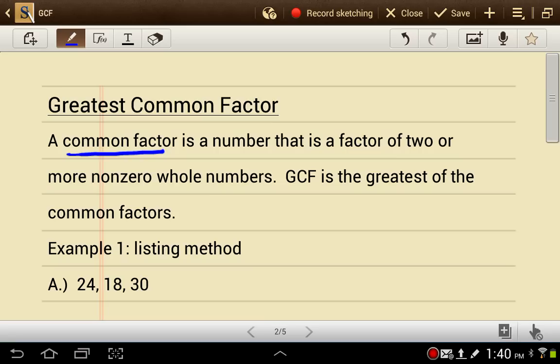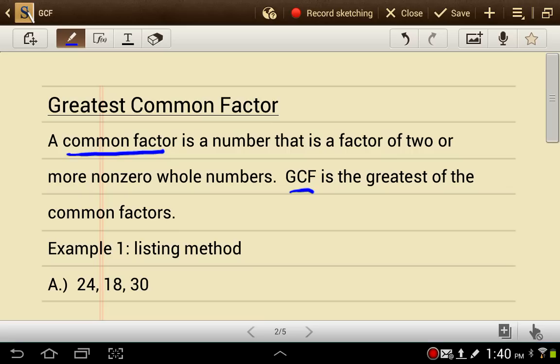The greatest common factor, or GCF, as I've used right here, is the greatest of the common factors. So you would look at all the factors that are common between 2 or more numbers, and you would find the greatest of those. If there's 2 numbers, it just has to be the greatest between the 2. If there's 3 numbers, it has to be the greatest between all 3. Sometimes if you have 3 numbers, there might be a number greater between 2 of them, but it's not included in the third. That doesn't count. It has to be the number that's the greatest in all 3.